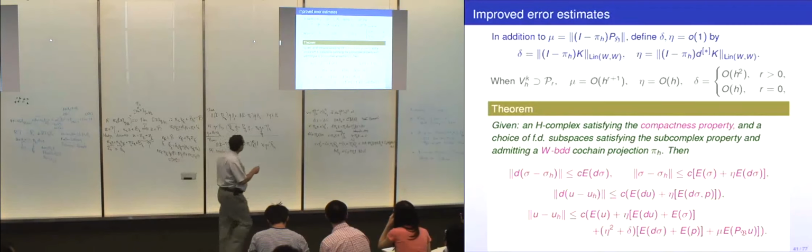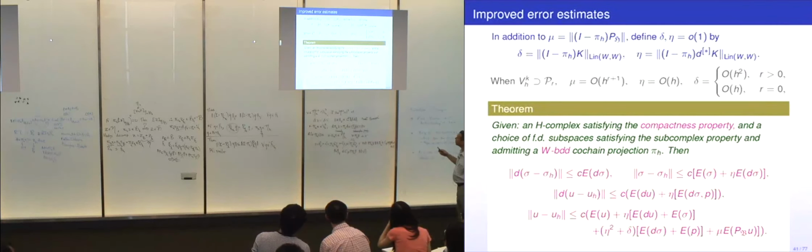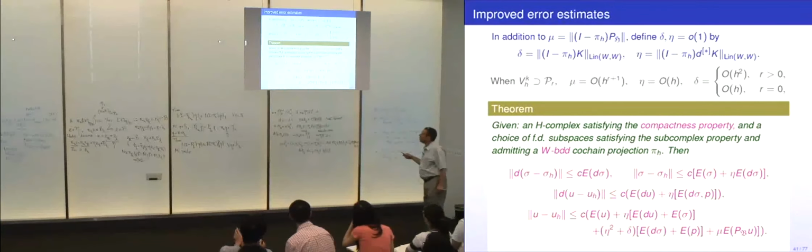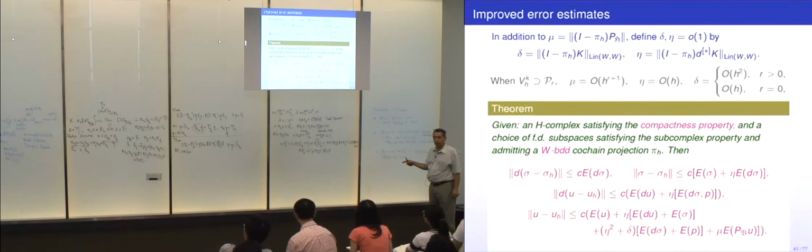Then I need to define 2 other quantities, and these are the sort of quantities that come up when you do duality arguments. What does this mean? I minus pi h K as a linear operator from W to W. Well, first of all, let me convince you that this should be expected to go to 0. What's K? K is the solution operator to the Laplace operator. That's L inverse. And viewed as an operator from W to W, it's a compact operator, right? The solution of the Poisson equation, or the abstract Hodge-Laplacian. So this is a compact operator.